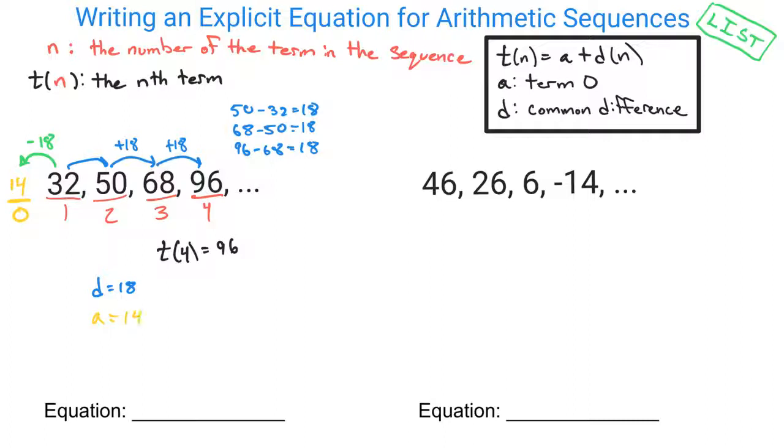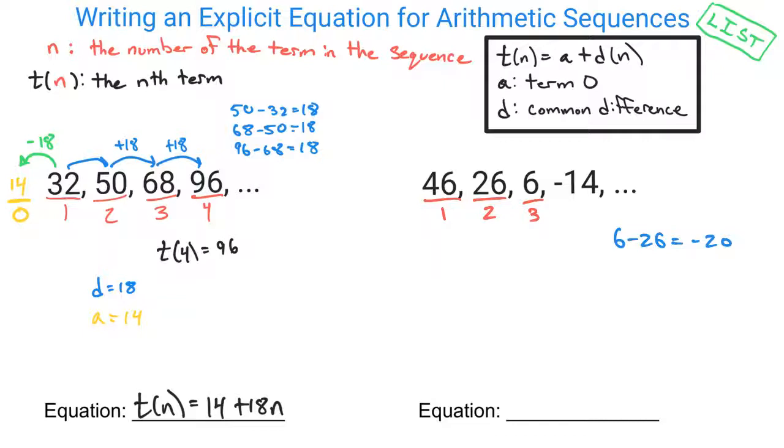a is 14, and now we can write our equation, where you have t of n is equal to a, which we've determined was 14, term 0, and we are adding 18 for every n terms that we go up, so 14 plus 18n. And we do the same thing for the other equation, and we'll do that quickly. 46, remember, is term 1, 26 is term 2, 6 is term 3, and what we want to find is that common difference. So if you do 6 minus 26, we realize that that is a negative 20.